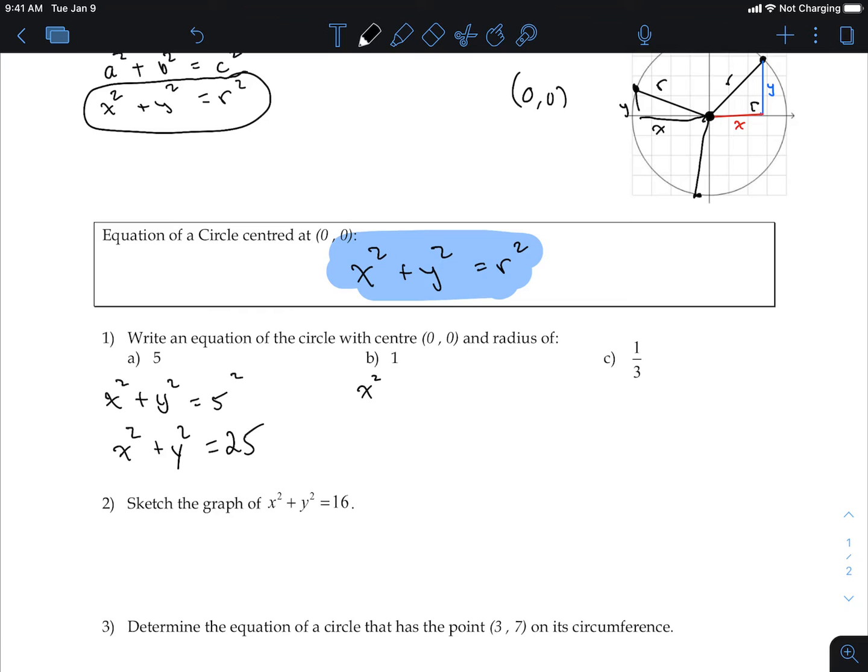I always start with x squared plus y squared is equal to 1 squared. So x squared plus y squared equals 1. Okay? Last one. Now this one will trip somebody up, hopefully. And then we can talk about it.